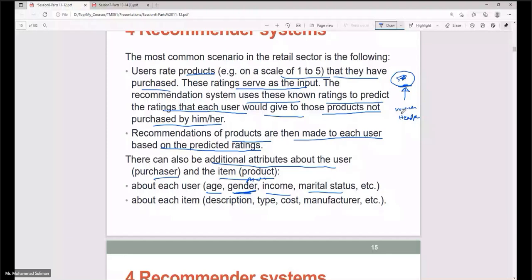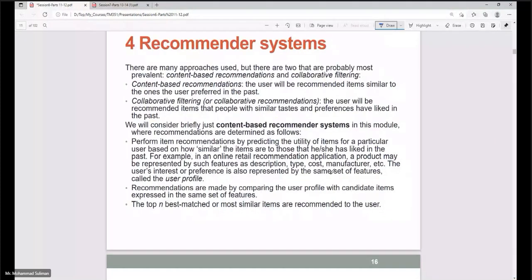So this is how recommender systems work. They take input from the user's actions. When the user takes an action, they take the input from there and make some recommendations. There are many approaches to recommendation systems, but here we will see two approaches: content-based recommendation and collaborative filtering.